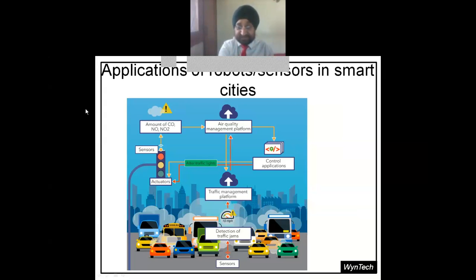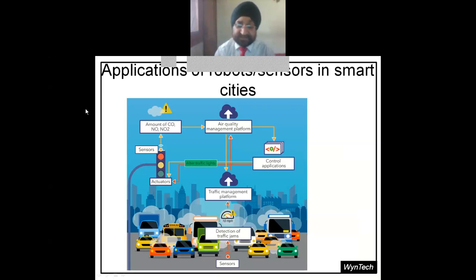Then there are sensors just below on the left-hand side, below the amount of carbon dioxide or carbon monoxide actually. It's written CO, the carbon monoxide. The carbon dioxide is CO2. So the sensor senses these kinds of gases, and they feed the information to the central system. On this green box, we are getting the information for traffic management, traffic patterns, traffic jams.